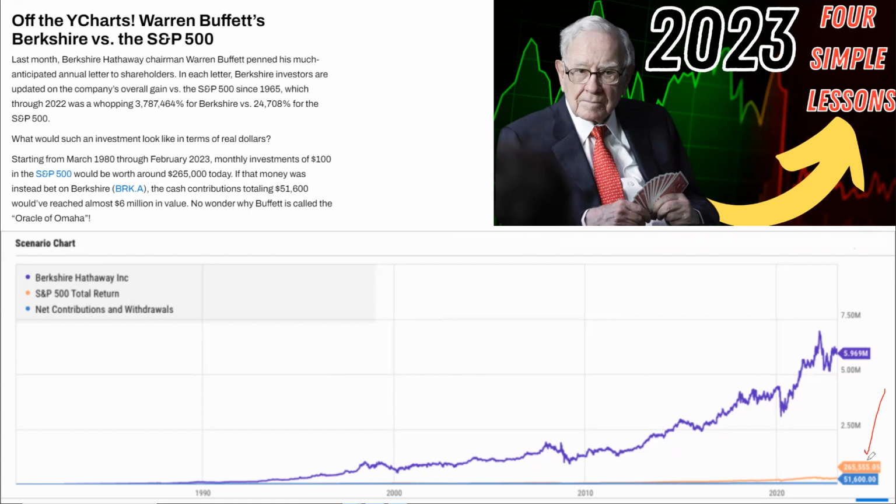Massively outperforming the market over the past 40 years. That 50 grand would have been 265,000, again, invested in the S&P. But if you would have invested that in Berkshire, BRK.A, that'd be worth almost $6 million, guys. Life-changing money. I mean, just absolutely ridiculous. And this is just from monthly investments, right? Not even every single week. So just take that in mind. There's a reason why he's so famous, and you can learn some things from him, which is why I made a video on it here recently.